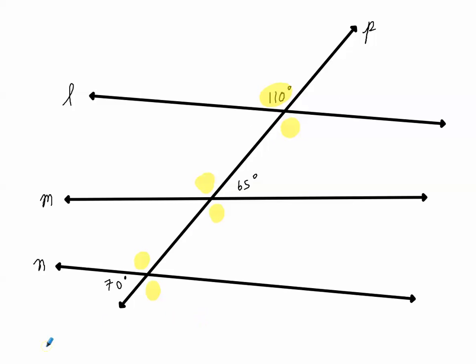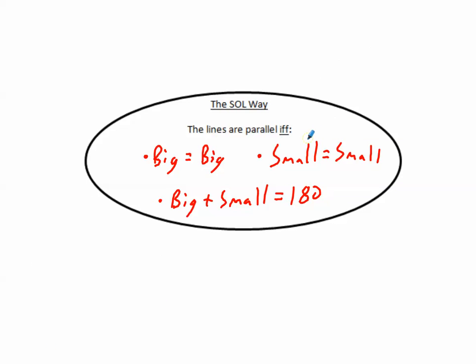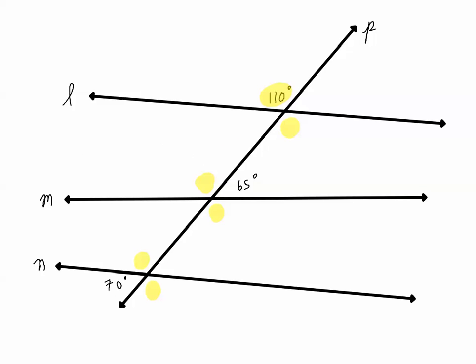In order for two lines to be parallel, again, this works in both directions. If you can prove one of these things is true, then you know your lines are parallel. So, do we have any big angles equal to any other big angles? Well, in this case, we only have one big angle. This is the 110, and nothing else has been labeled to match it. So we're not going to use that one.